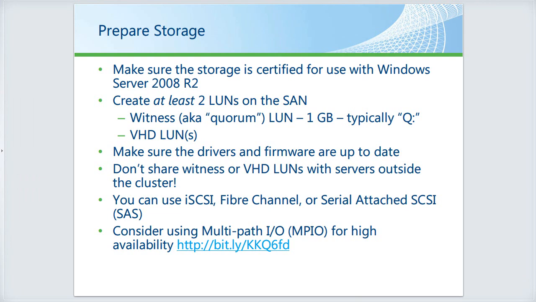So what you want to do is just carve a small LUN out of the SAN, and when you add that in as a logical drive inside of the cluster nodes, typically people assign that to the Q drive. And then you'll also want to carve out some number of LUNs for storing virtual machine files, whether they be VHD files or the VM configuration files. You may want to have multiple LUNs for that. In our case here, we're using just a single LUN.